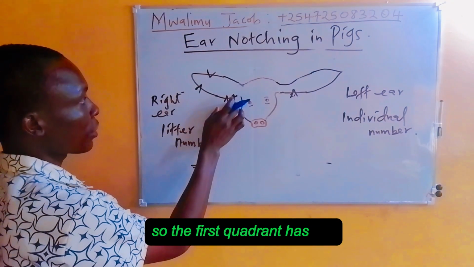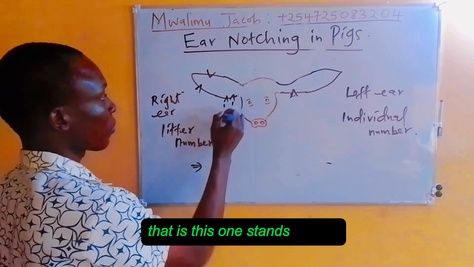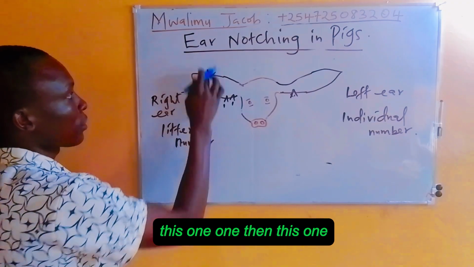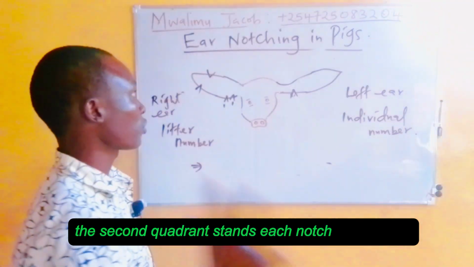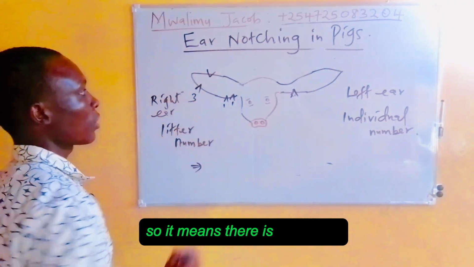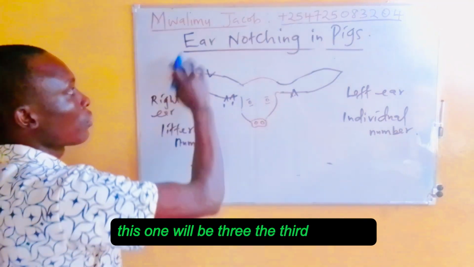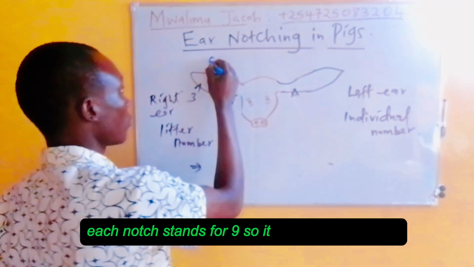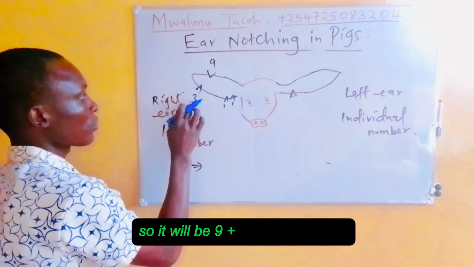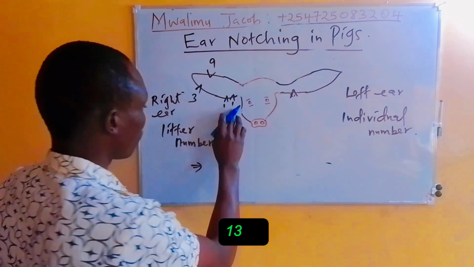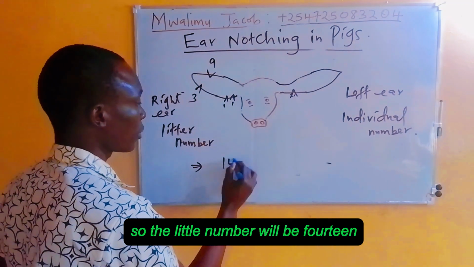So the first quadrant has 2. That is, this one stands for 1, this one 1. Then the second quadrant, each notch stands for 3. So it means there is 1 notch, this one will be 3. The third quadrant, each notch stands for 9. So it means this one is 9. So it will be 9 plus 3, which is 12, 13, 14. So the litter number will be 14.